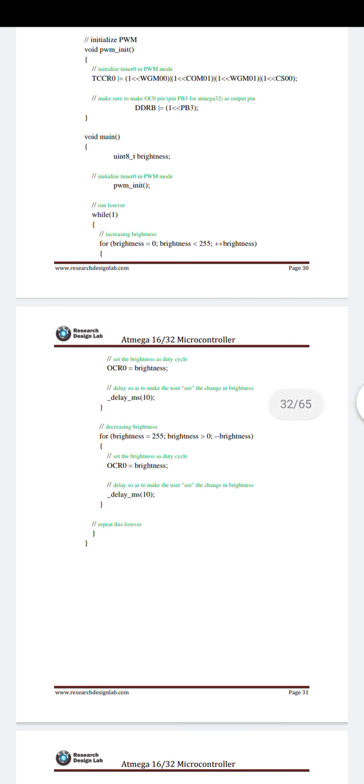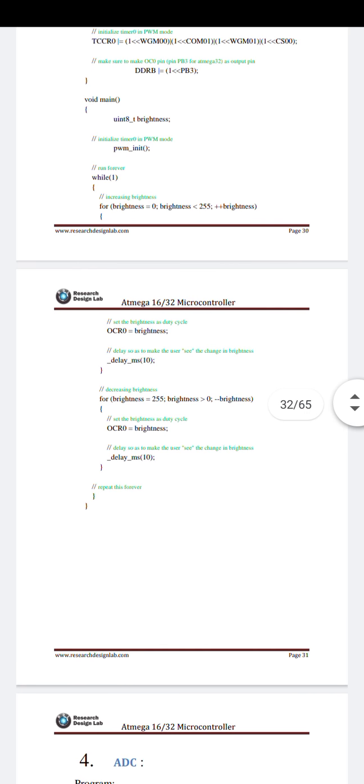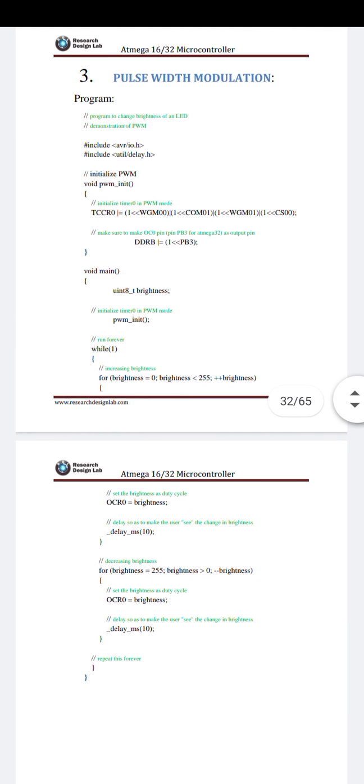Then this value is sent to the OCR0 register, OCR0 = brightness, and also add this time delay of 10 milliseconds, then close the forever loop and the closing brackets. This is the program for pulse width modulation. The sine wave is used here from 0 to 255, which is the increasing order, and decreasing order, that is 255 to 0.